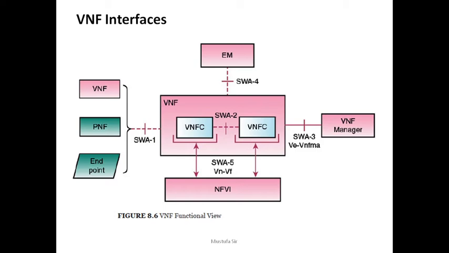So here we have got 5 types of interface, that is SWA 1 to 5, as you all can see here. One by one I will be discussing. SWA 1 enables communication between a VNF and other VNFs and the endpoints. So this particular interface is responsible for that.